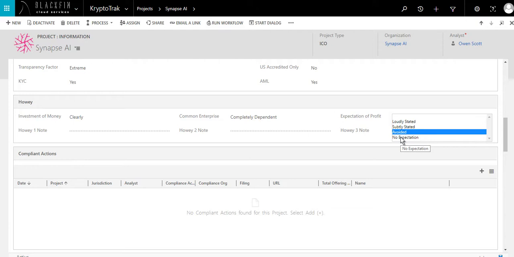But to be able to say that, you'd have to see people saying over and over again, no, this will never become anything. And you don't see that very often. So I'm just going to go with avoided. I'll leave that up to the lawyers in the audience to decide whether or not this would be considered a security. But that's how this Howey thing works. I'm going to go ahead and save that.